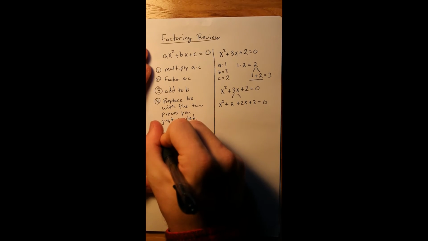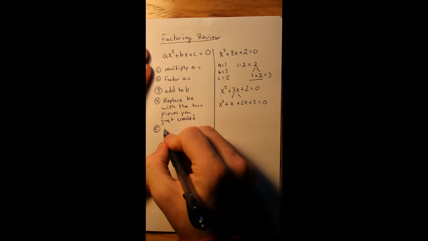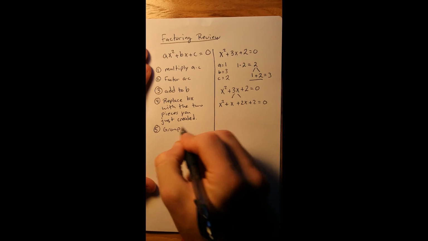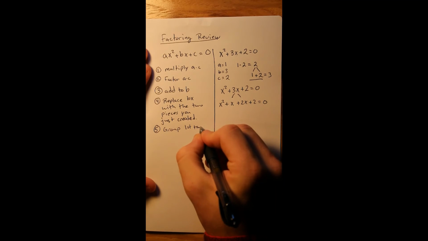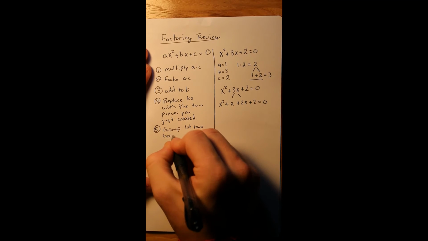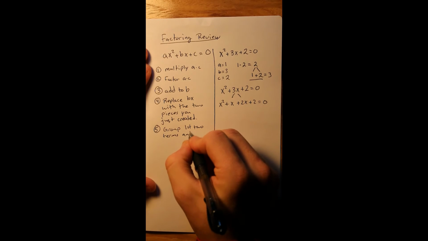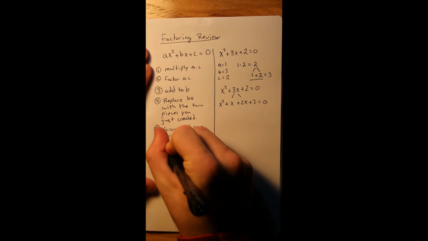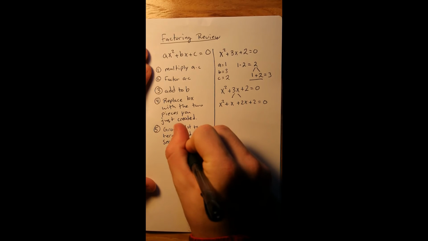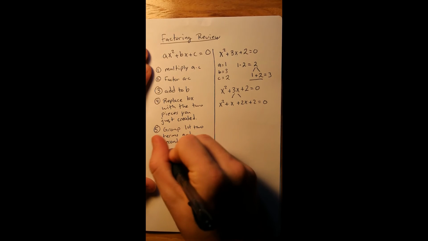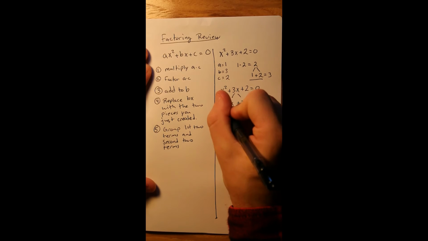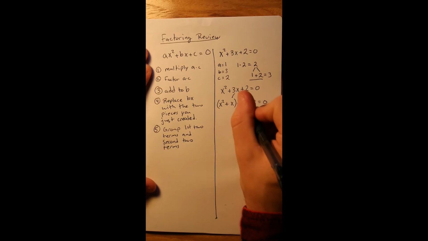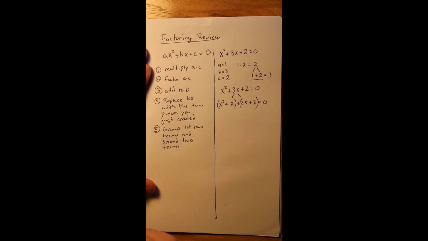So I have x squared plus x plus 2x plus 2. Now, step 5 is to group the first two terms and second two terms. So I'm going to group the first two terms and group the second two terms.